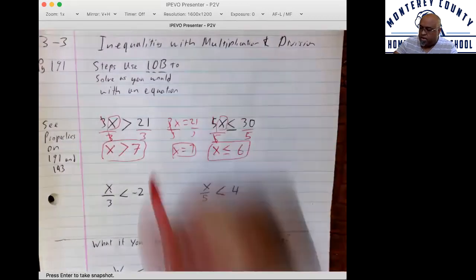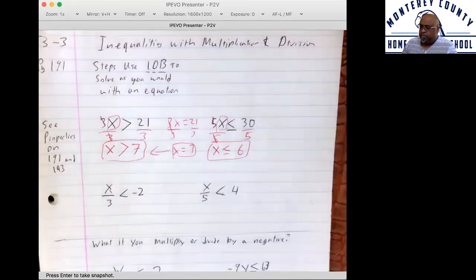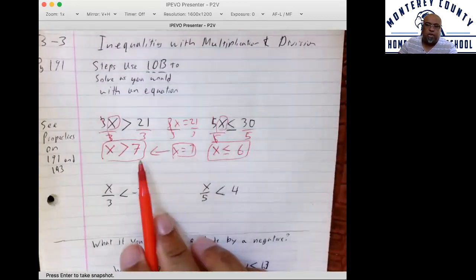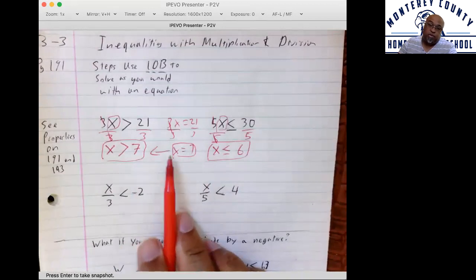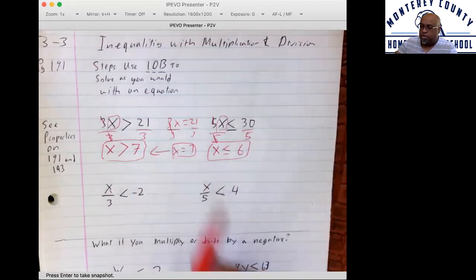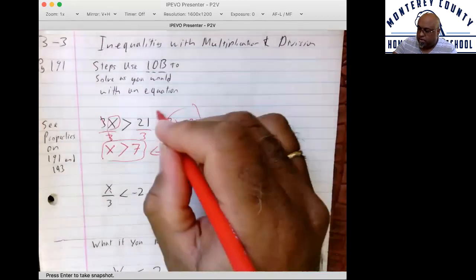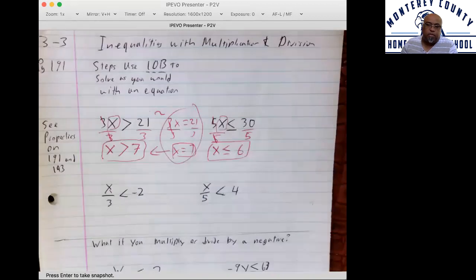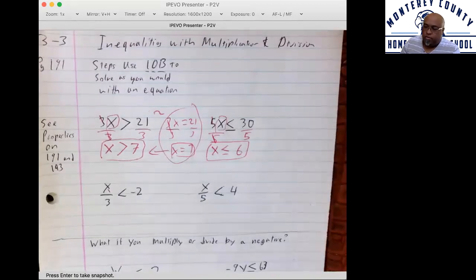Okay, see how it has a similar answer? The difference is an equation is telling you what it is. With an inequality, it's telling you that x is greater than 7. The equation is telling you that it is 7. So just showing you they are similar. Okay, use the similar symbol. All right, let's move on.